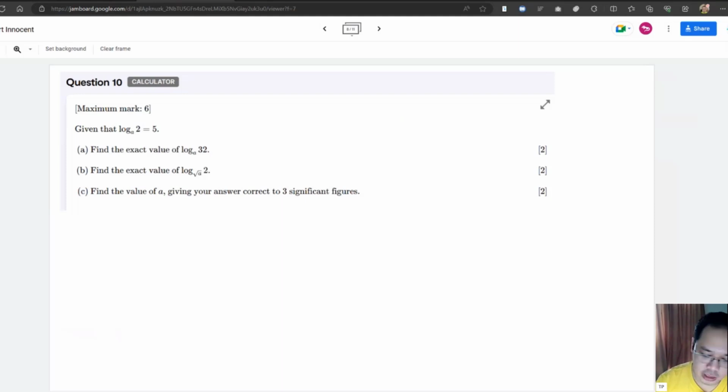Log a of 2 is 5. It means a power 5 is 2, huh? Yeah, so we need an inverse function.